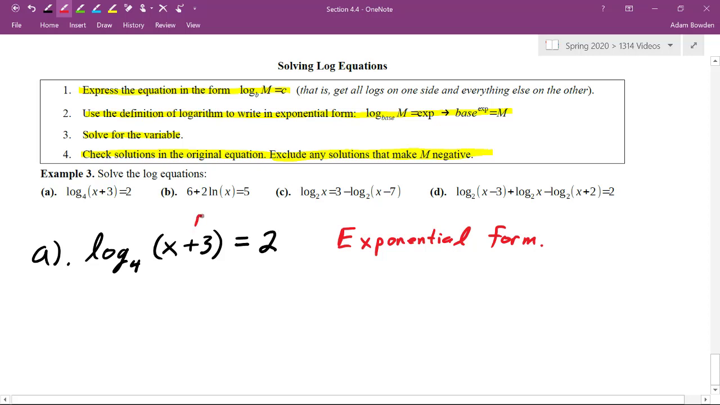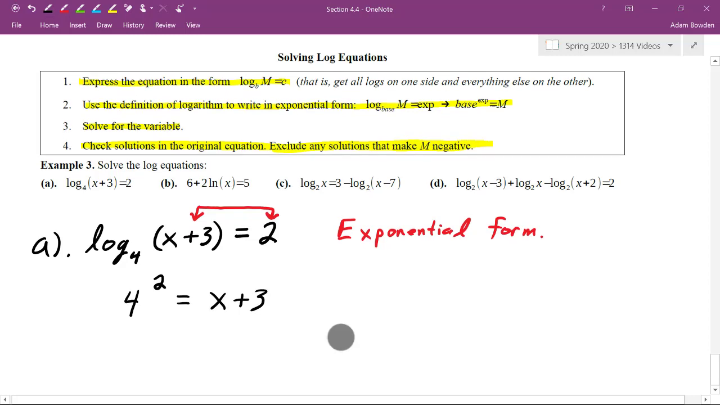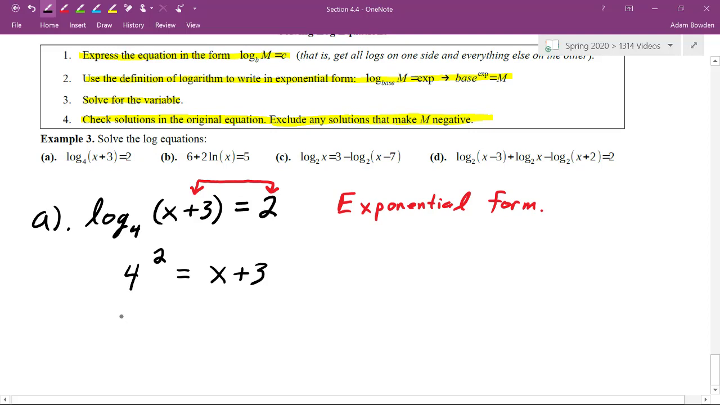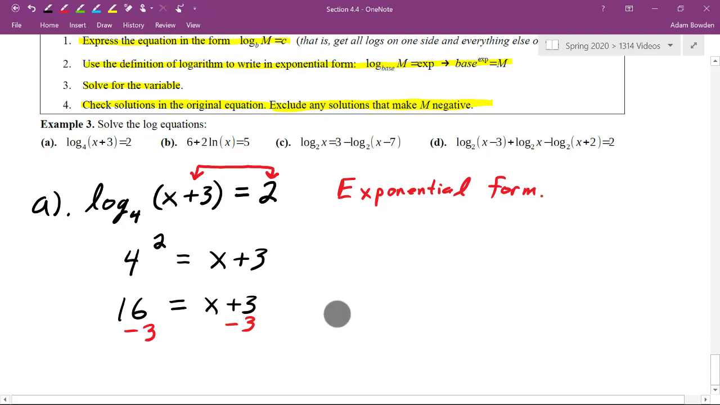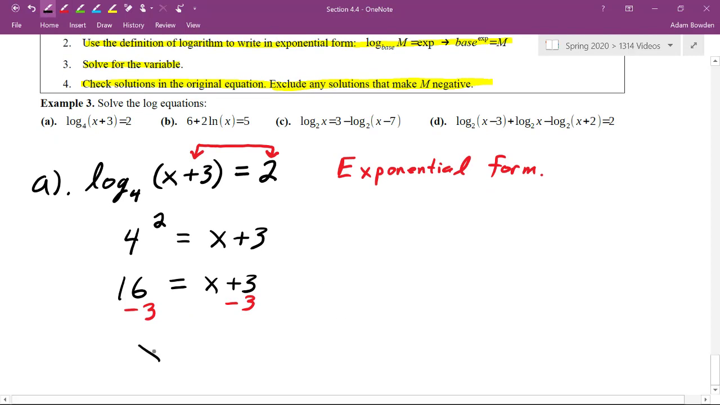Basically, the way we do this is to swap around the two parts and drop the logarithm, changing this into 4 raised to the second power equals x plus 3. That is now in exponential form, and it's fairly close to solved. We have 4 squared, which is 16, equals x plus 3. We can subtract the 3 over, and we get x is equal to 13.